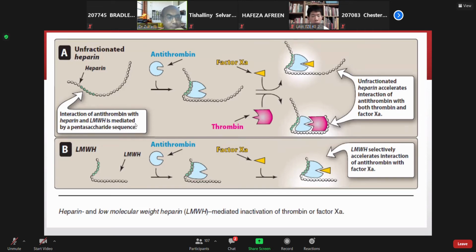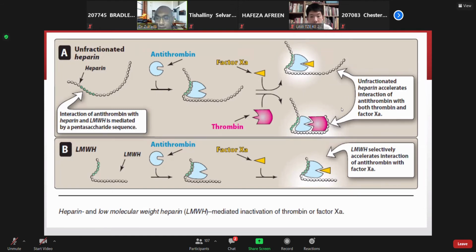So this heparin binds to the antithrombin, and then this antithrombin and heparin complex will bind to the factor 10A and also thrombin. So this heparin will inactivate the factor 10A and also thrombin.